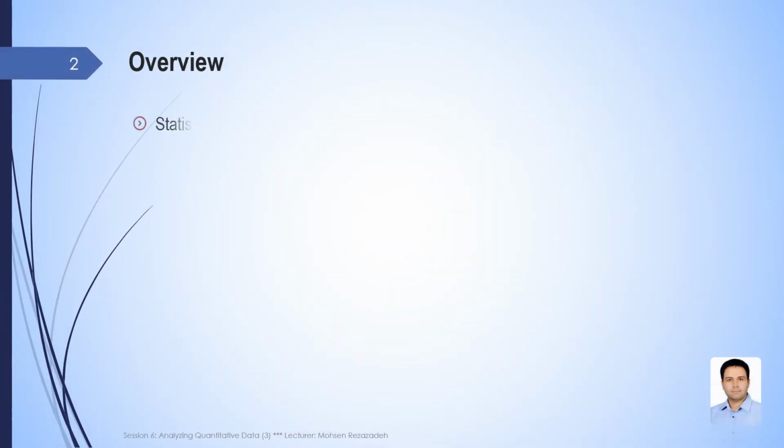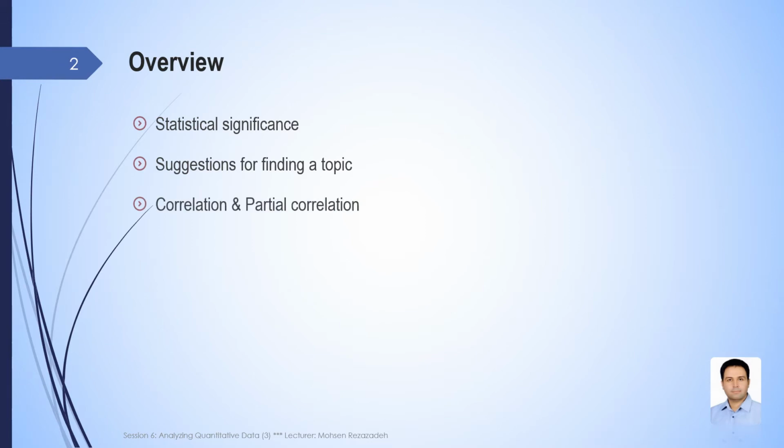Overview. Last session we talked about statistical significance. We said that the p-value in social sciences equals 0.05. Next, we talked about suggestions for finding a topic, correlation and partial correlation, regression analysis, and chi-square. Today, we will talk about inferential statistics again, and we will focus on tests of group differences.